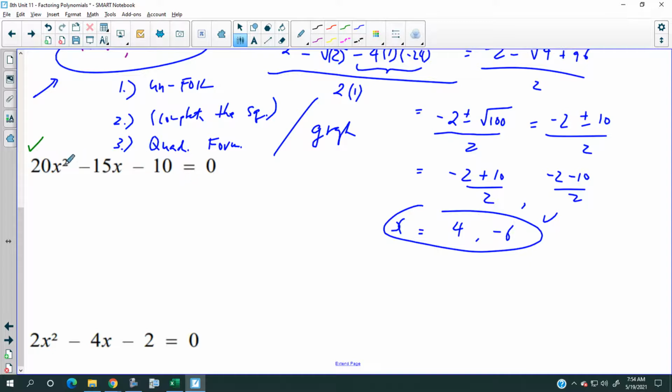So here, I understand you can factor out the 5. I get that, okay? I know you can factor out the 5, but let's just use the equation for the sake of practice, okay? All right, so A here is 20, B here is negative 15, C here is negative 10, okay?